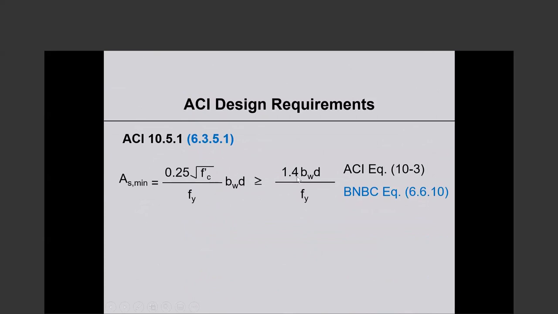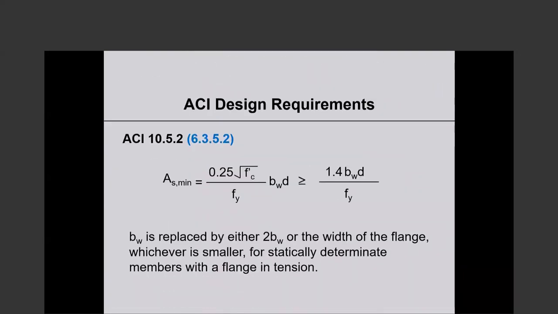However, we can never go below 1.4. Again, in metric, I don't have any feel for this. So in our units it is 3 square root of f sub c prime over f sub y, and this is 200 b sub w d over f sub y. Anyway, so the minimum tension reinforcement that we must provide in a beam is given in the code.